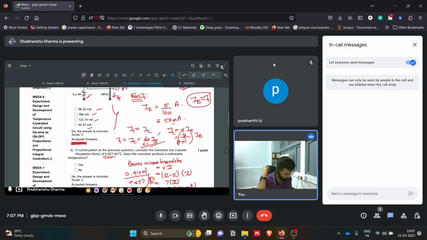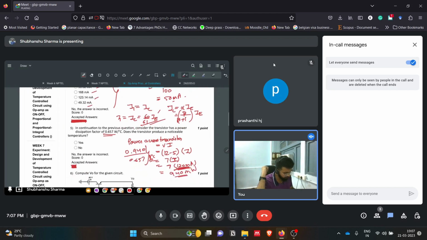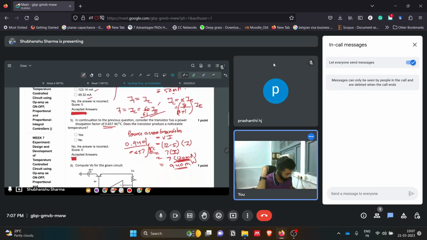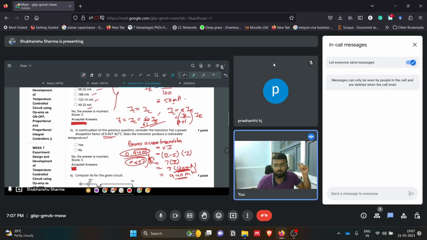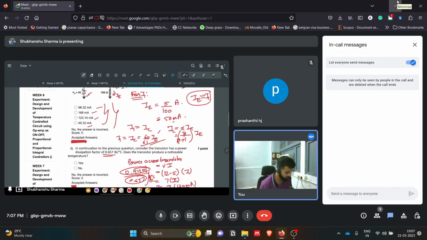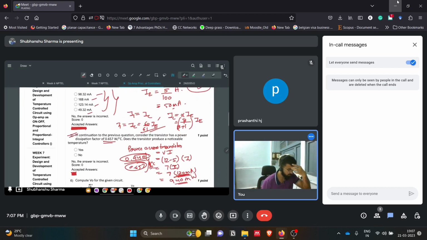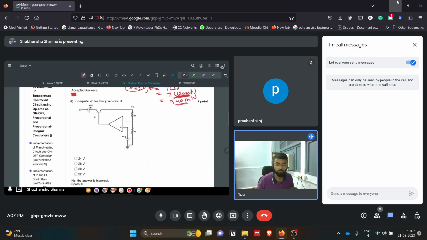But if we go a little less than this 120 milliampere, so that the power is less than 0.657, then definitely the temperature will be less than 1 degree Celsius. So based on the answer options here, you can get the answer from there also. If it is very less, then the answer is no. If it is 1 degree Celsius, then the answer can be yes. I hope this is also clear.